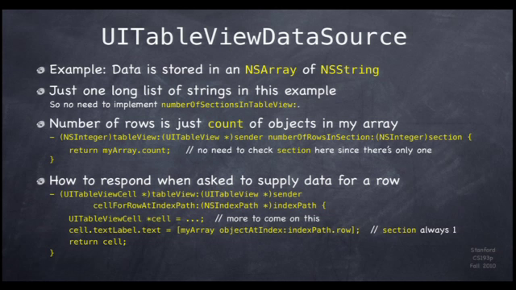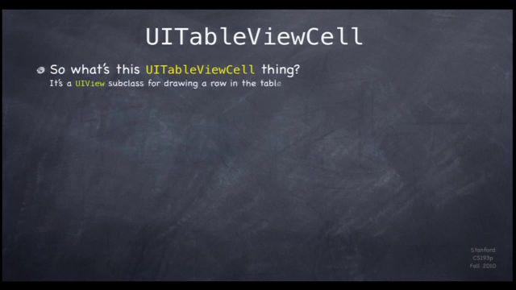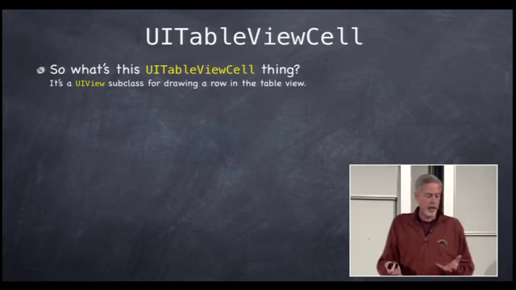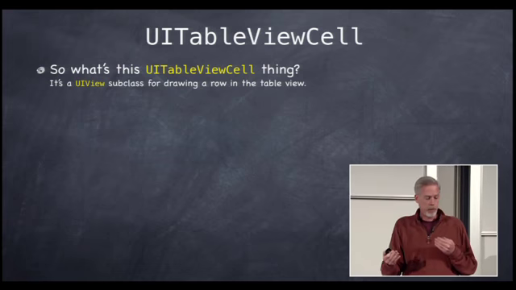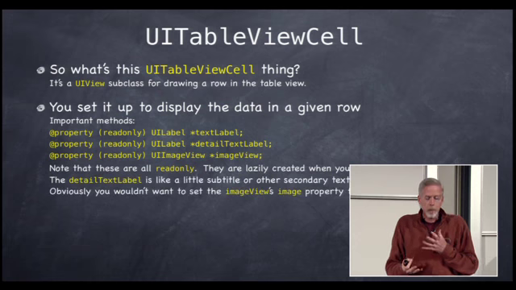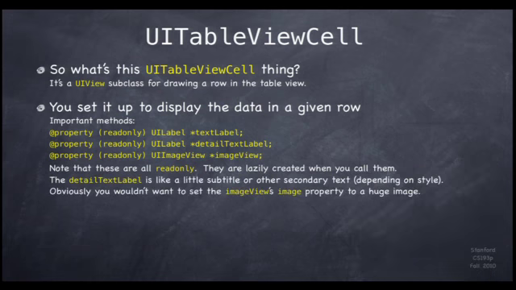But there's a little bit here of a question, which is that UITableViewCell. So let's go look at how that happens. So first of all, what is this UITableViewCell thing? Before we talk about how to get one, what is it? It's a UIView subclass, as I said, for drawing a row in the table view. You set it up with the data that you want to display, and then return it.